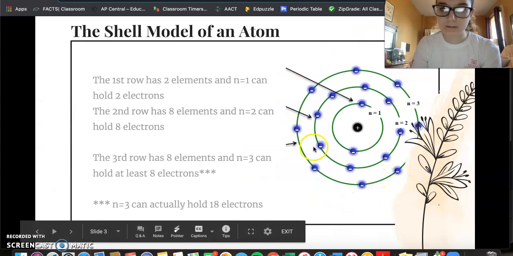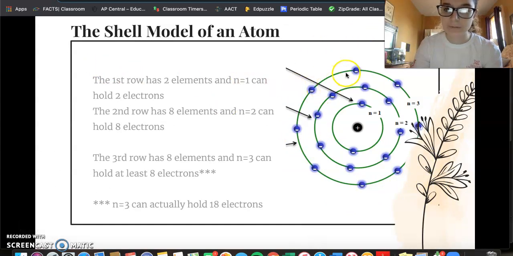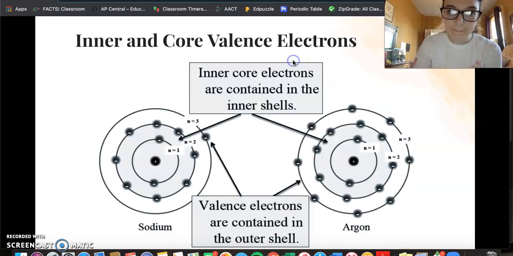So let's revisit the shell model a little bit. We can see that the first row has 2 elements and n equals 1 can hold 2 electrons. The second row has 8 elements and n equals 2 can hold 8 electrons. The third has 8 elements and n equals 3 can hold at least 8 electrons, but we actually know that 18 electrons can be held based on the data we saw in the last section, 1.5. And just a reminder, with the shell model, we have inner core electrons that shield valence electrons in the outer shell because they are all negatively charged and likes repel likes.